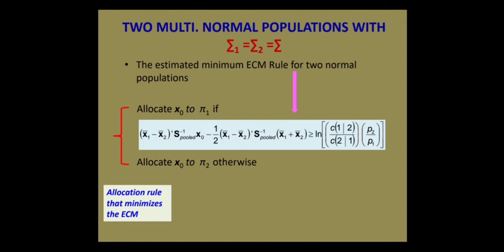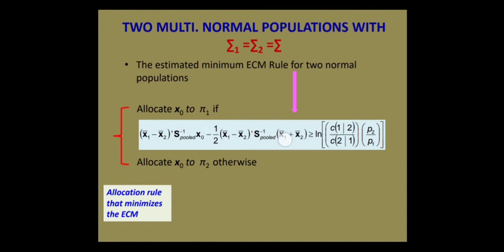S pool adalah P by P matrix, x0 adalah vector juga, you akan ada vector. Tengoklah how many variable that involve, P by 1. Minus dengan 1/2 multiply x1 bar minus x2 bar transpose multiply S pool inverse multiply x1 bar plus x2 bar.